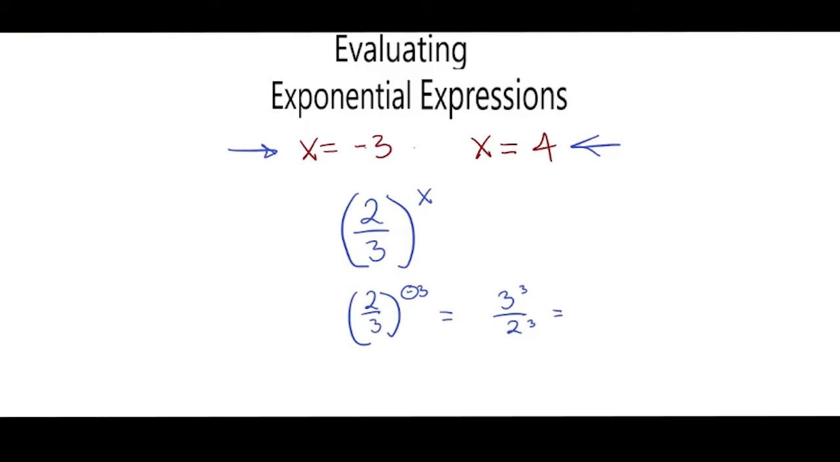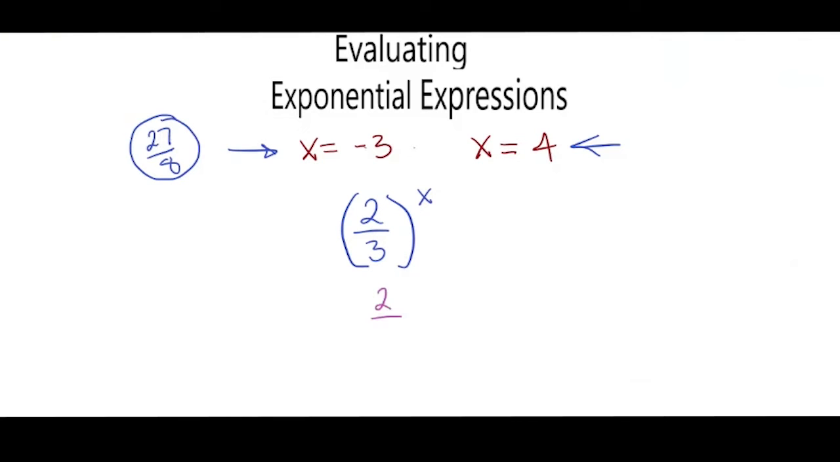So the top will be 3 times 3 times 3, which is 27, and the bottom will be 2 times 2 times 2, which is 8. So when x is -3, our expression's value is 27/8. Now let's evaluate for when x is 4.